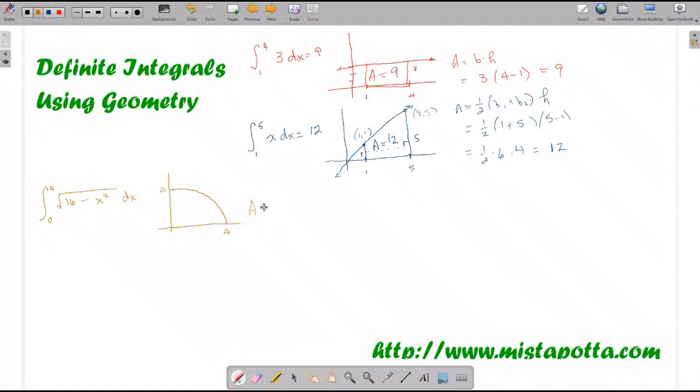And so our area is going to be 1/4 of pi r squared. We're just using a pure geometric way of looking at this. So this is going to be 1/4 of pi times 4 squared, or 16 pi over 4, which is just 4 pi. So the area under this curve is 4 pi, and that means that this definite integral evaluates to 4 pi.